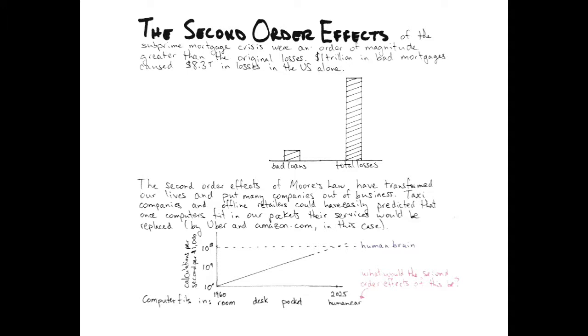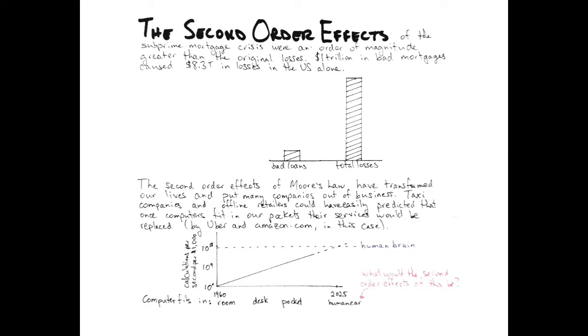So if you're a taxi company or you're an offline retailer, you could have easily predicted that once computers fit into pockets, those services, like taxi companies and Sears, would be replaced by Uber and Amazon.com. Of course, taxi companies didn't do that. Sears didn't do that, and now they're suffering the consequences. It's a very easy thing to plot out.